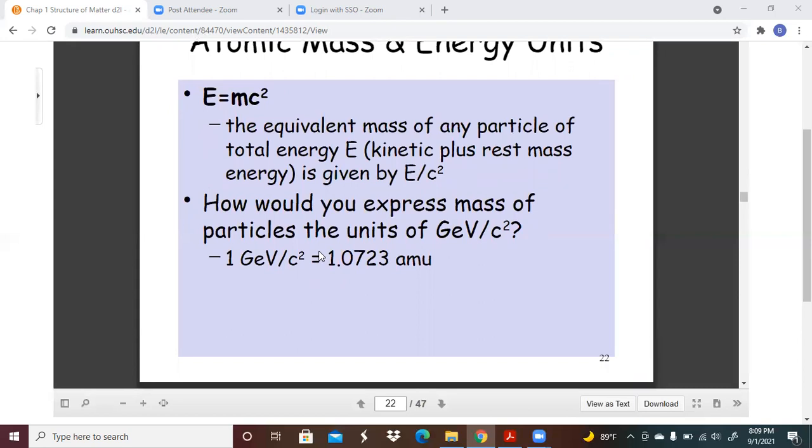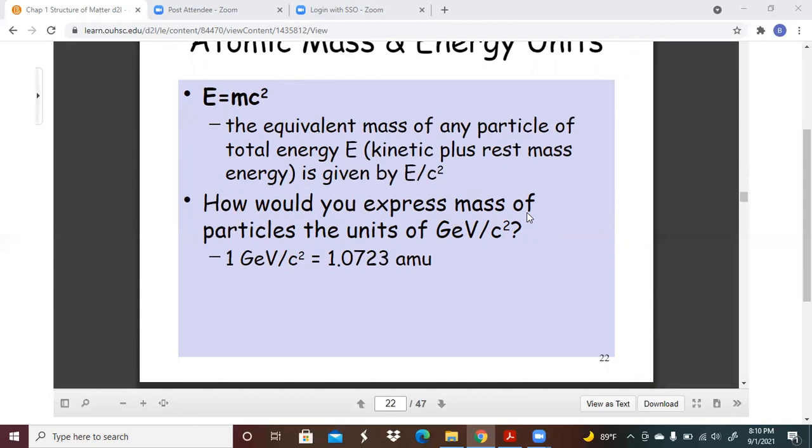E is equal to mc squared. The equivalent mass of any particle of total energy E is going to be given by taking E and dividing it by c squared. In other words, if you take this equation, divide both sides by c squared, you just end up with mass on this side.